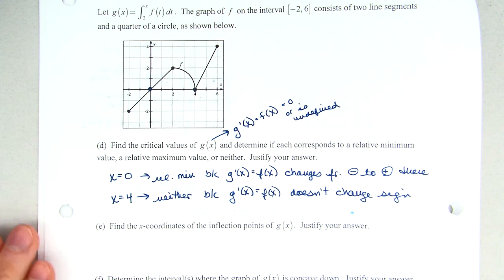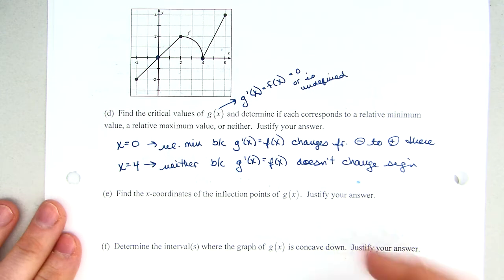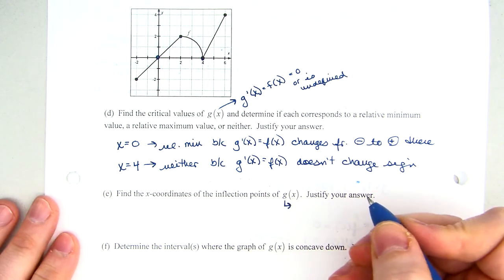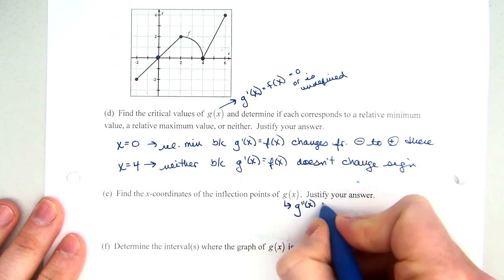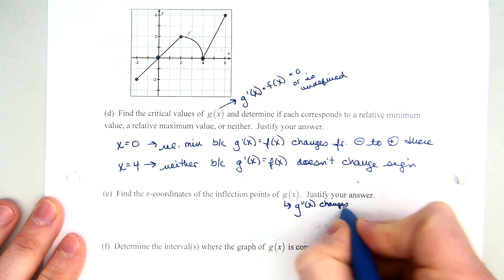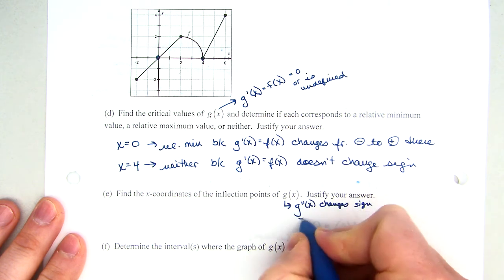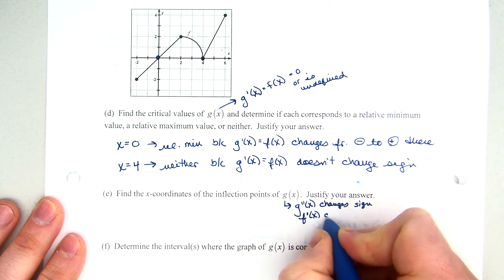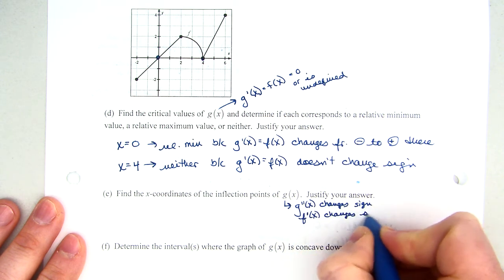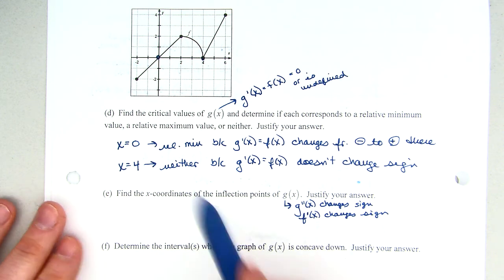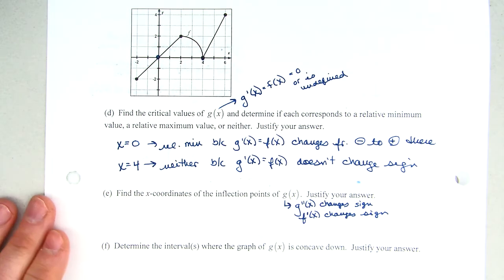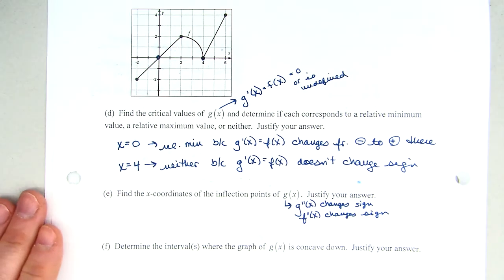Next, points of inflection of g. Points of inflection occur when the second derivative is changing sign, so where g double prime of x changes sign, which means where f single prime of x changes sign. You've got the graph of f. You want to know things about f prime. Should you be looking for where the y values on your graph of f are changing sign, or where your slope on the graph of f is changing sign?